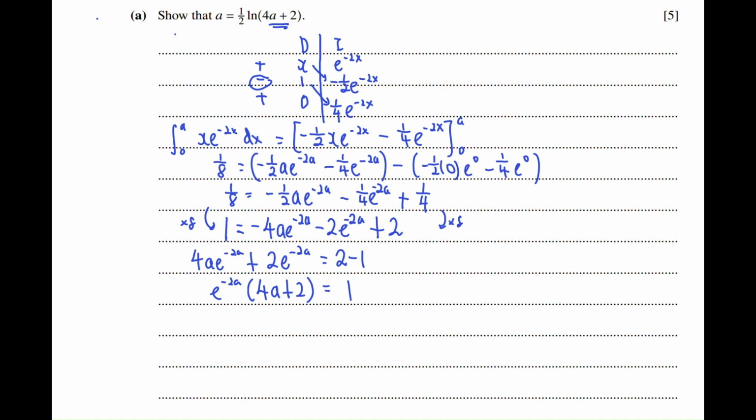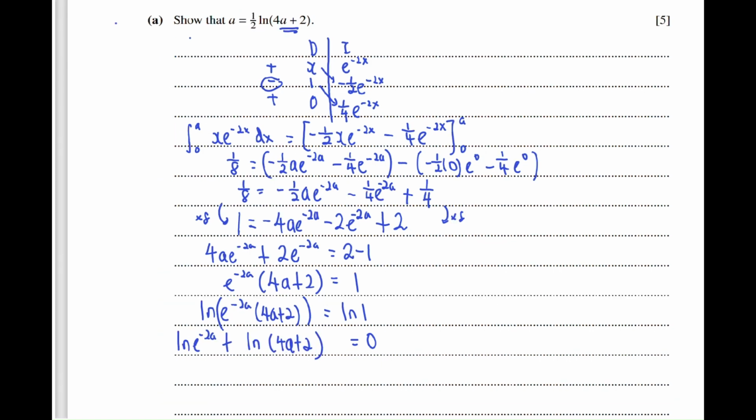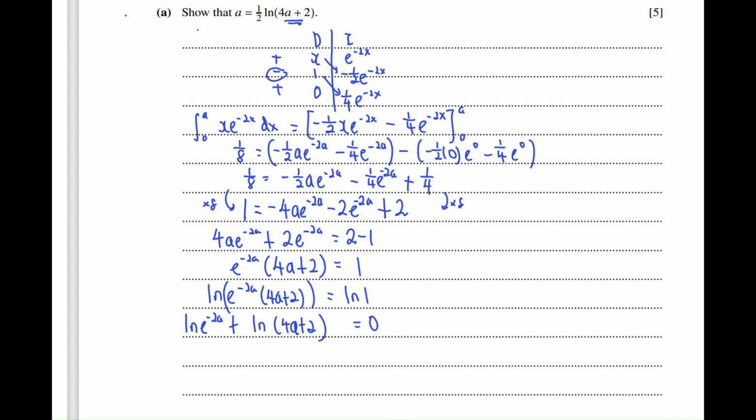Next, I'm going to apply natural log on both sides. So natural log of e to the power of negative 2a times the bracket on the left equals natural log 1, which will give us 0. And for the natural log here, we can apply the rules of logarithms and split it into 2, with a plus in between them. Natural log and exponent will cancel each other. So we're left with negative 2a plus natural log of 4a plus 2 equals 0.